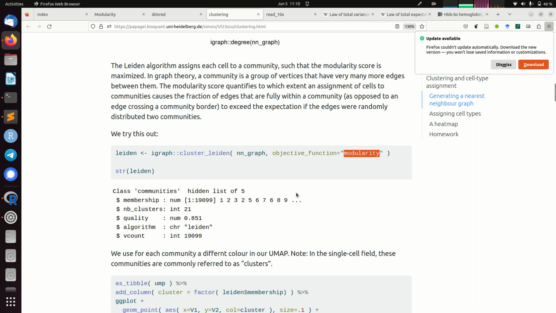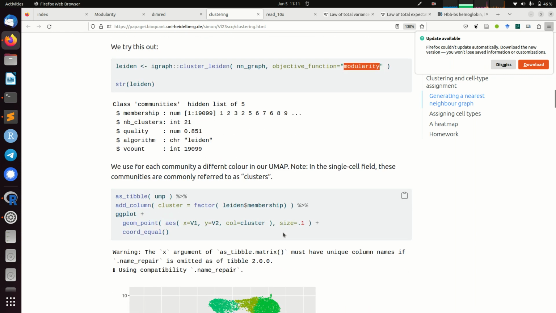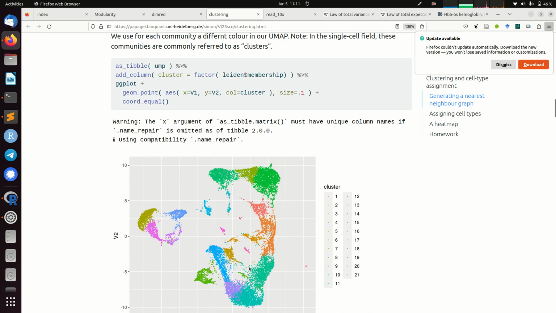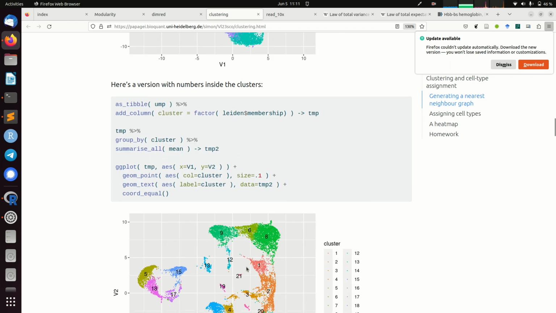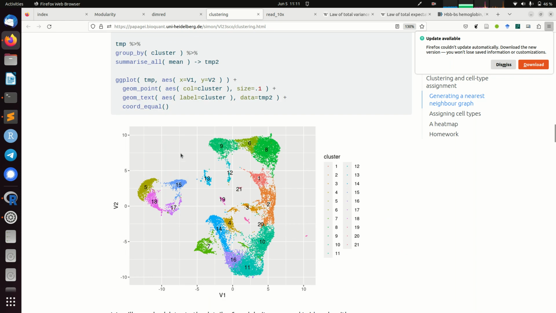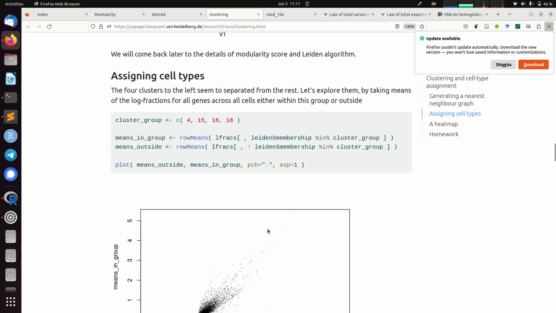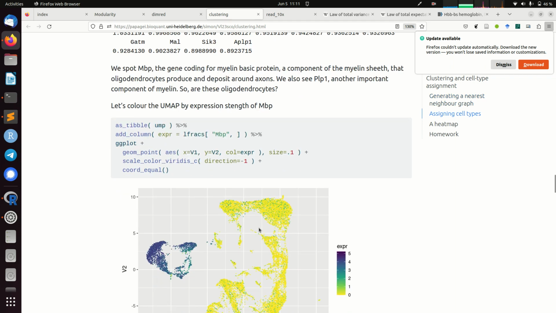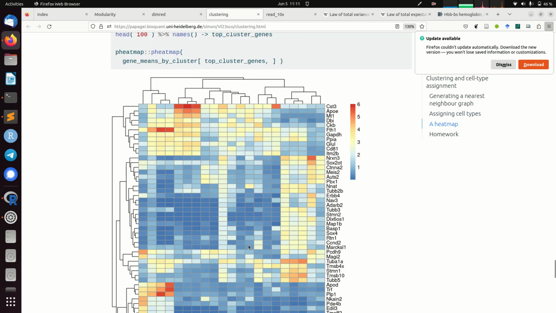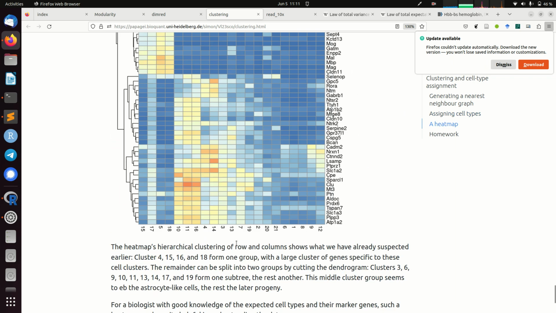which says find an assignment where the modularity is maximized. Now let's have a look at what modularity actually means. So here is how our clustering looks. And here the clusters are numbered, so you see each cluster has a number. And we have used this to assign our cell types. Let's quickly switch over to this. Where's the wrong one?